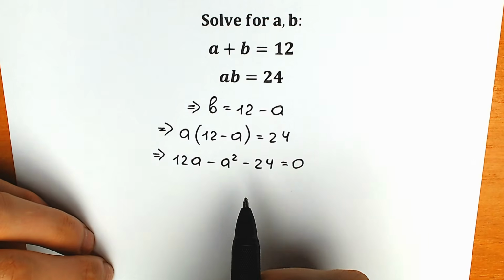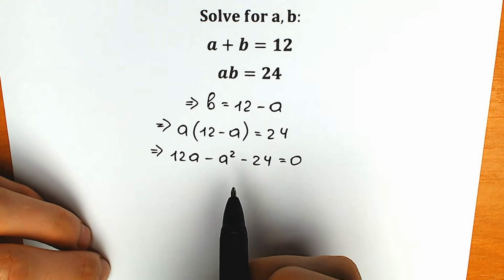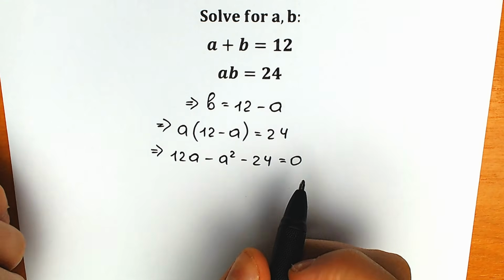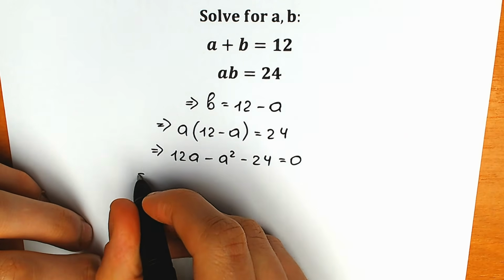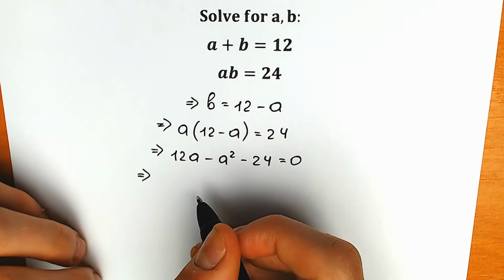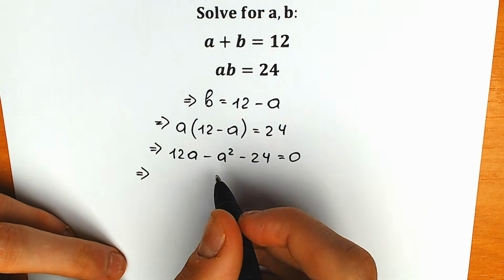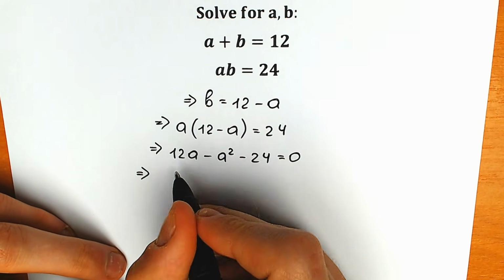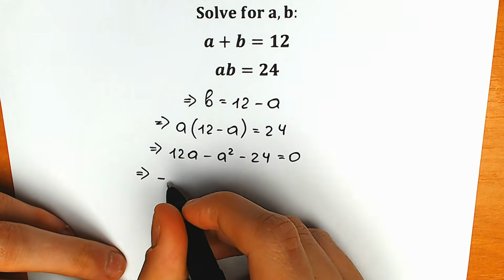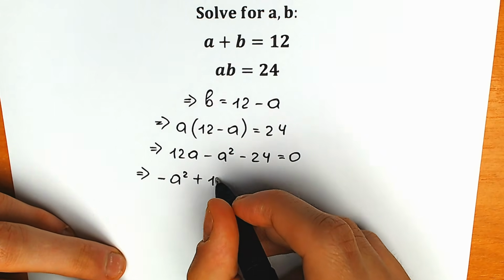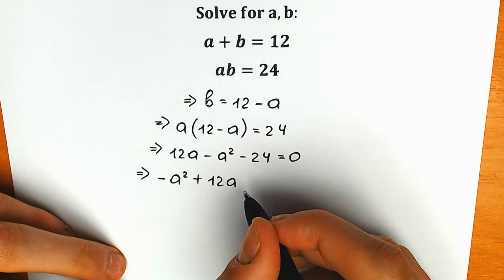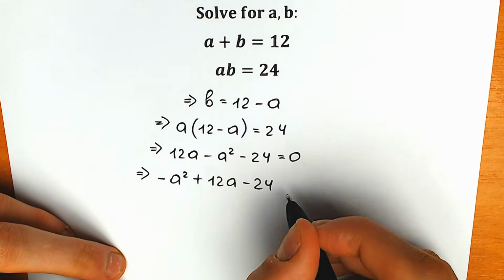And right now, if we look closely, this is a classic quadratic equation, but with one difference. We need to change this order real quick because we prefer our squares on the first position, our constant on the third one, and this expression on the second position. So we write minus a squared on the first position, plus 12a on the second position, and minus 24 on the third position.